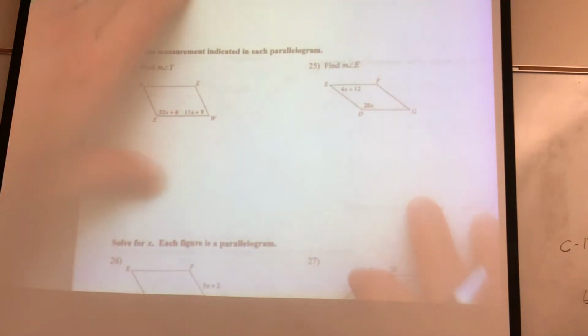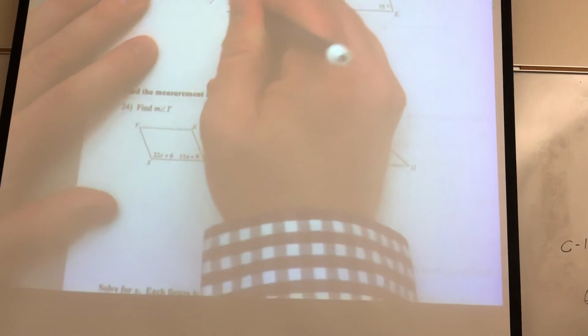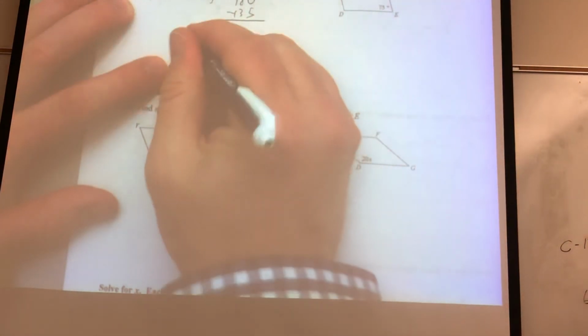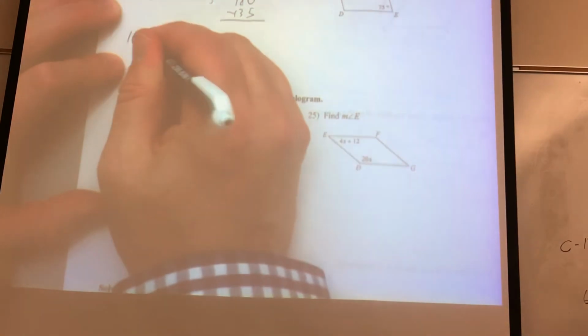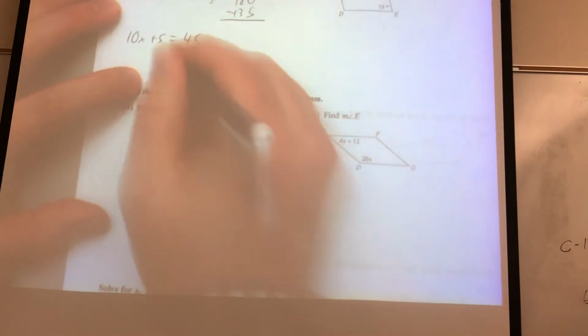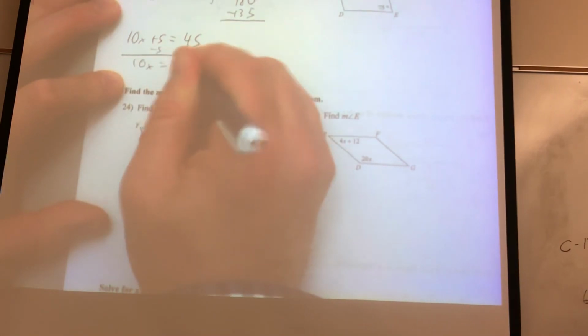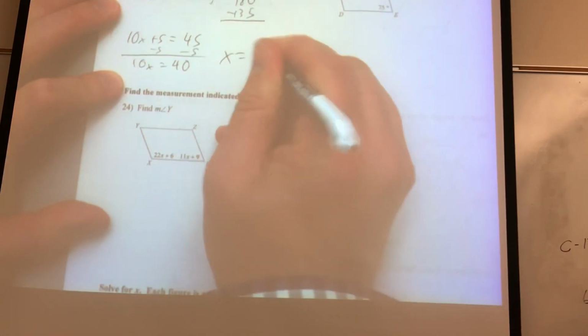Okay, same kind of thing here. It's just we take the 180, we subtract the 135. That's going to give us 45. And that's 10x plus 5 equals 45. We subtract 5. 10x is equal to 40. So x is 4.